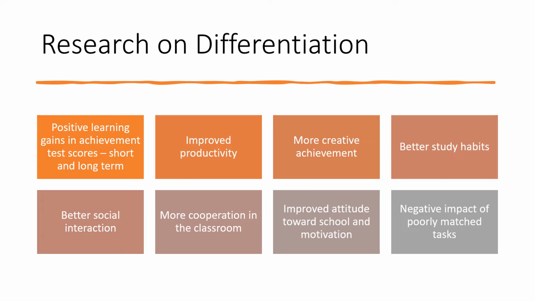What does the research on differentiation say? The research on differentiation is overwhelmingly positive. Students learn more, they produce more when differentiation is employed. They're more creative, they develop better study habits. They interact with each other better socially. There's more cooperation in the classroom. Students' attitudes improve and they are more motivated towards school. And finally, there's less negative impact with poorly matched tasks.